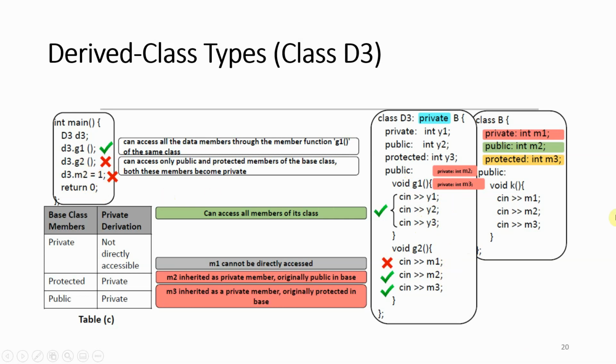d3.m2 is not okay because m2 was public, but it's going to become a private member of d3. So it's only accessible by the member functions or friend functions of this class, not even children of this class. Main is not a member function of any class, so it doesn't have access to private or protected members.